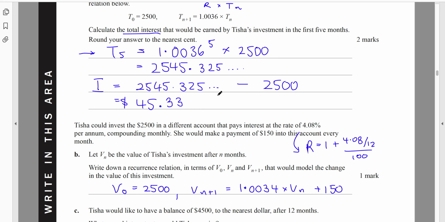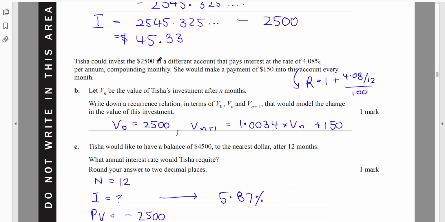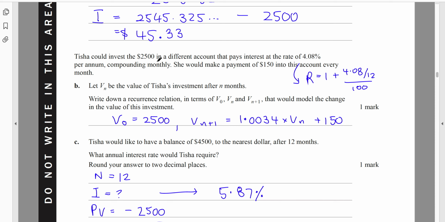Moving on to the next one, it's getting a little bit more complex now. She has invested the $2,500 in a different account. Now we have a new interest rate, 4.08, but we can also see that it's compounding monthly. So we want to be careful there with our annual interest rate and make sure we divide by 12. She's also going to make a payment of $150 into the account, so we have to incorporate that, because as you can see, we are creating a recurrence relation in Part B.